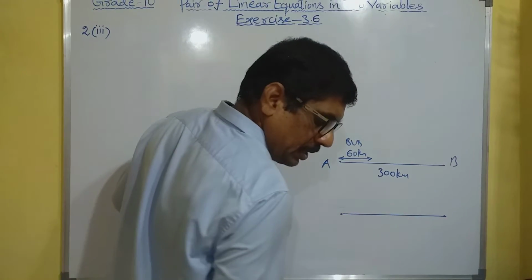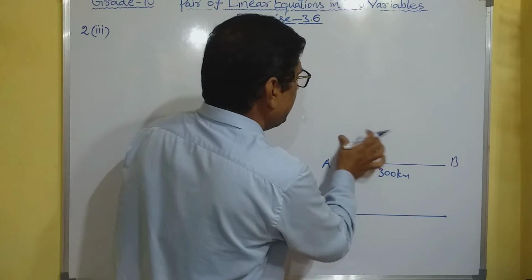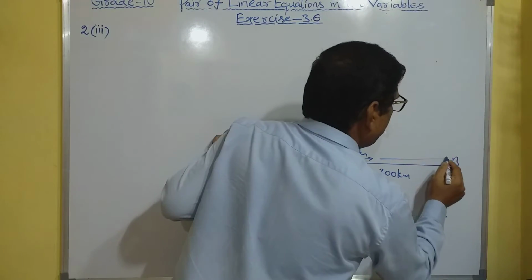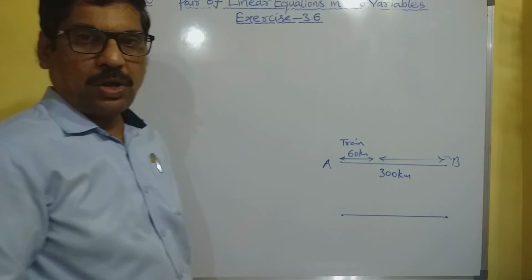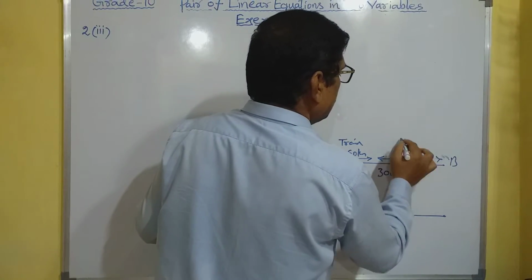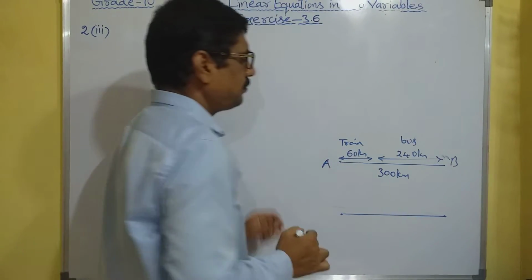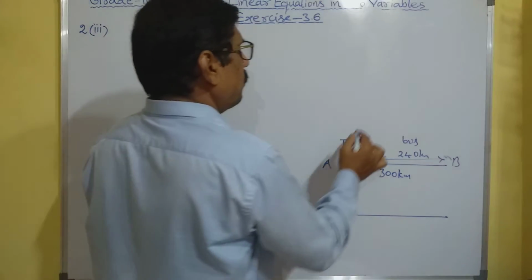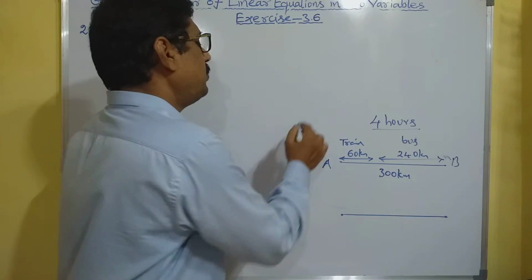For example, if she travels 60 kilometers by train out of 300 kilometers, what is the remaining distance? The remaining distance is 240 kilometers. This was traveled by bus. Then she takes 4 hours time. What is the time taken for the journey? 4 hours. This is case 1.